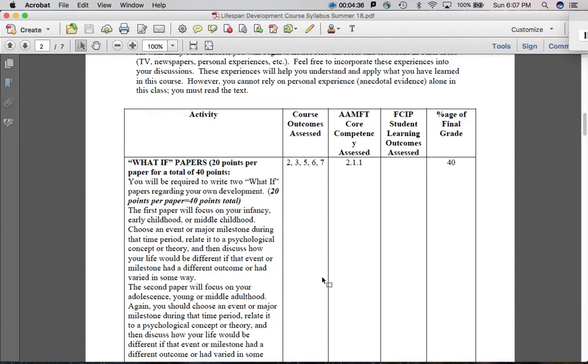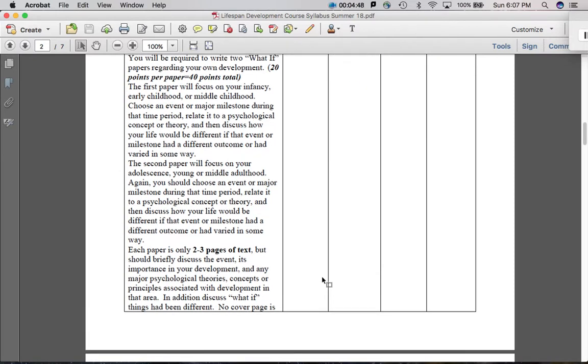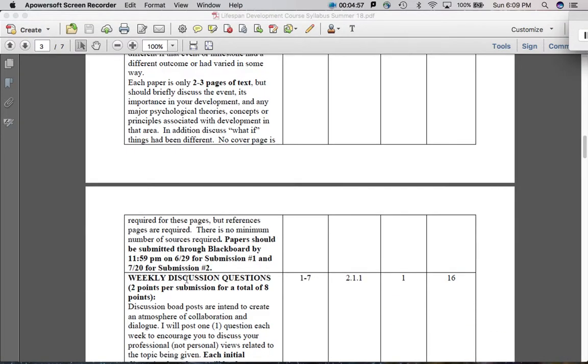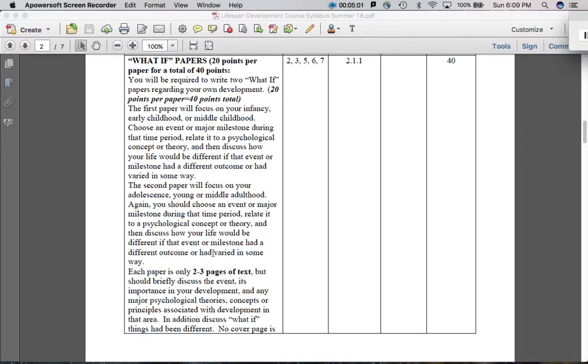Now, with that being said, there are a couple of activities that we want you all to complete throughout the semester. The first part is what we're going to call these what-if papers. There are going to be 2 what-if papers that I'm going to ask you all to complete. Both papers are going to be between 2 to 3 pages in length, and I've also provided you with the specific due dates for each of those submissions. Now, what are these what-if papers? Each one is going to be worth 20% of your final grade, and there are two of them.